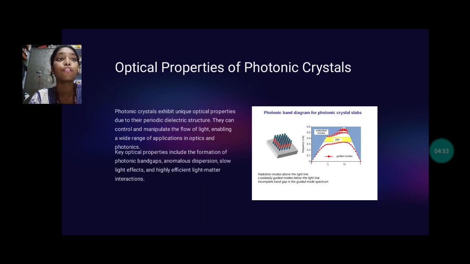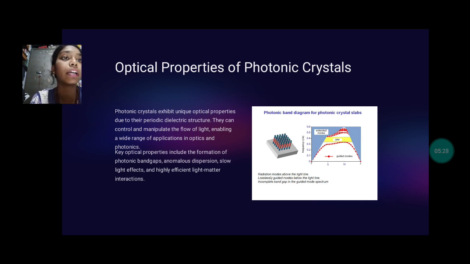Optical properties of photonic crystals. Photonic crystals exhibit unique optical properties due to periodic dielectric structures. They control and manipulate the flow of light, enabling a wide range of applications in optics and photonics. Key optical properties include the formation of photonic band gaps, anomalous dispersion, slow light effects, and highly efficient light-matter interactions.